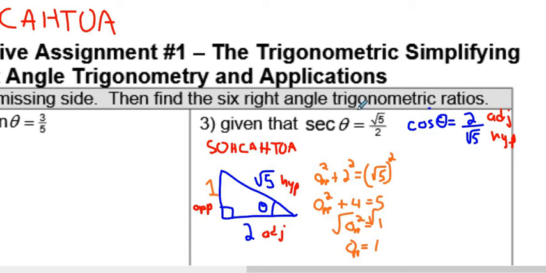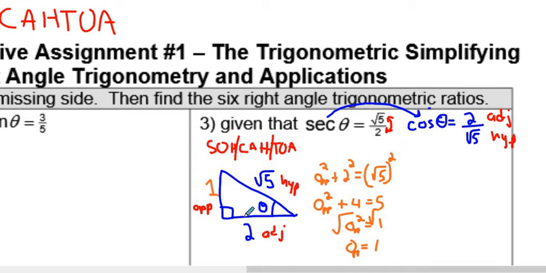So you convert the secant into cosine by using the reciprocal. You reciprocate this and rewrite it as cosine, so cosine is equal to 2 over root 5. Now it matches the mnemonic device. Sometimes you can split the mnemonic device up by putting slashes in it. Cosine is adjacent over hypotenuse, and now I can label a triangle.